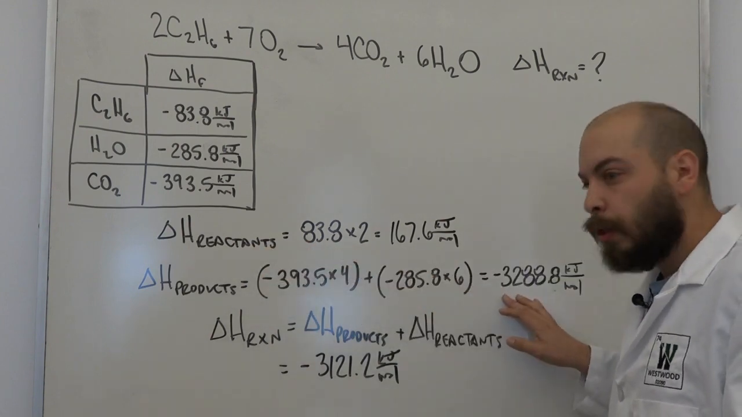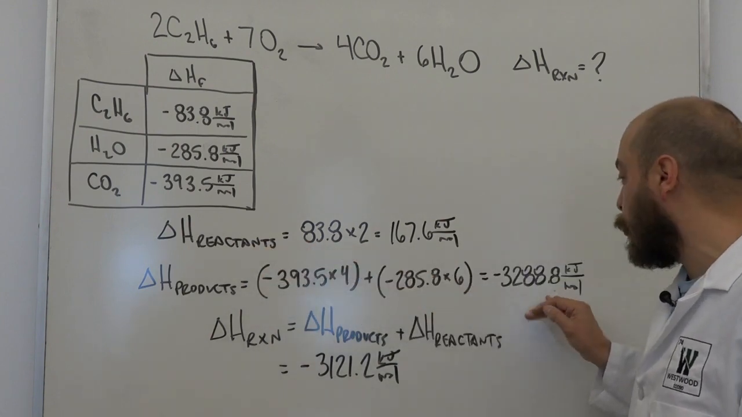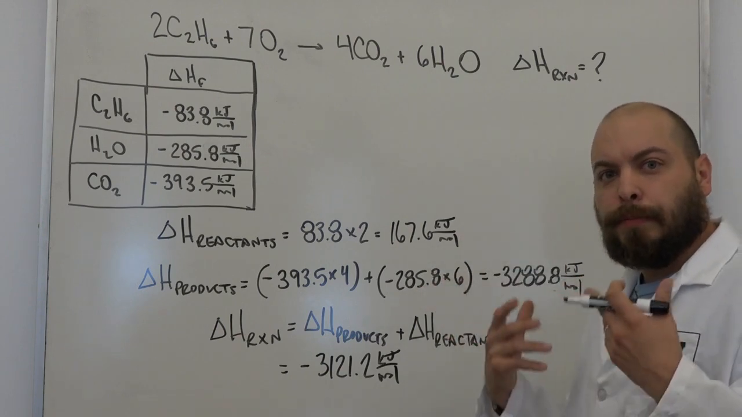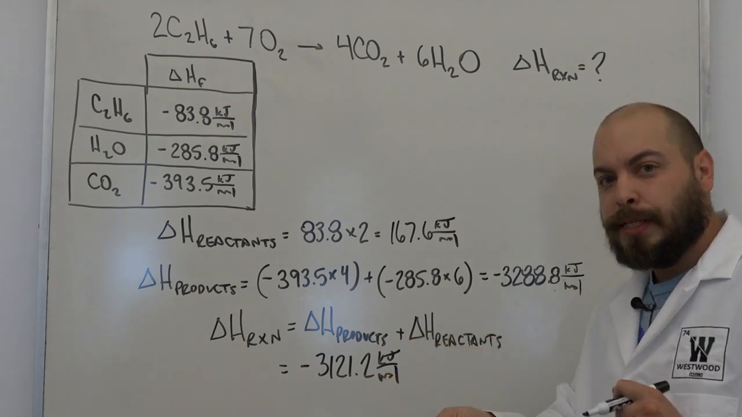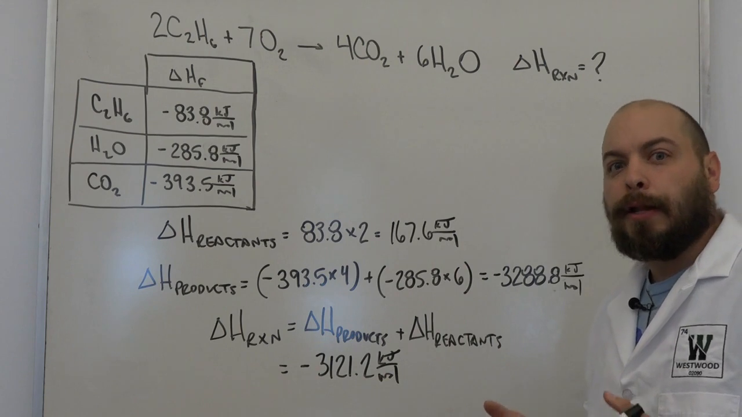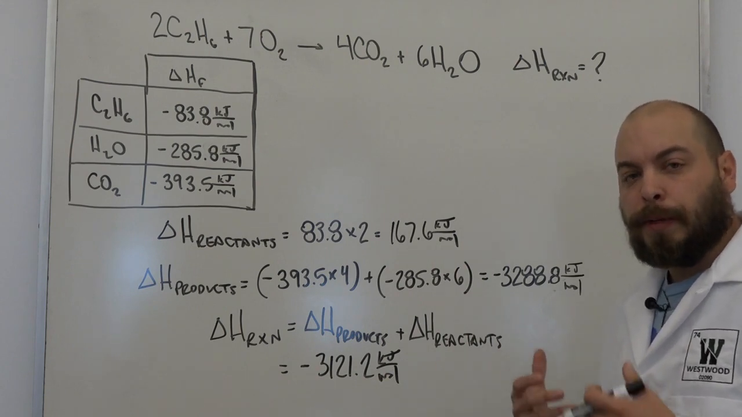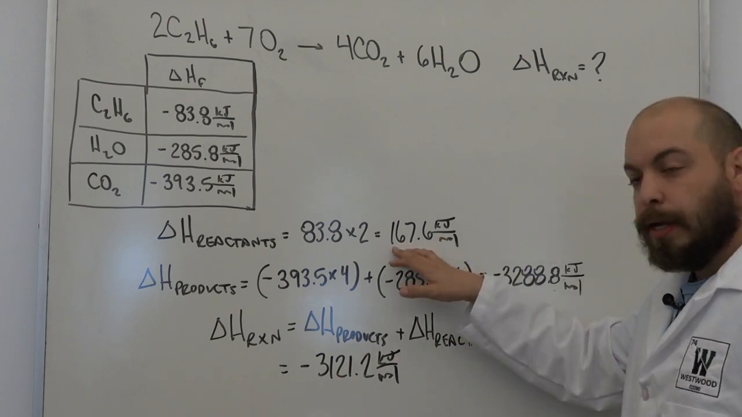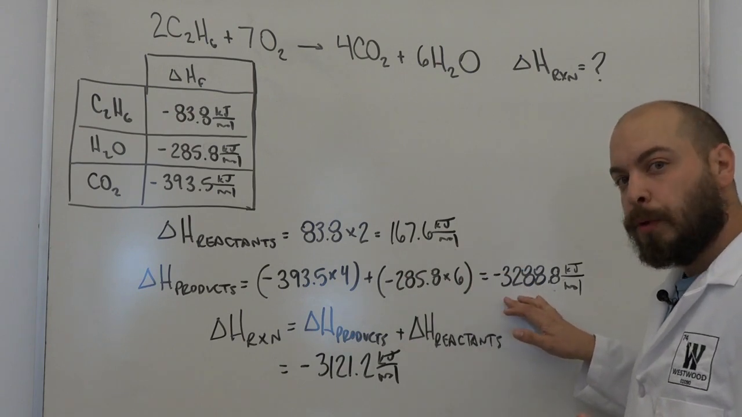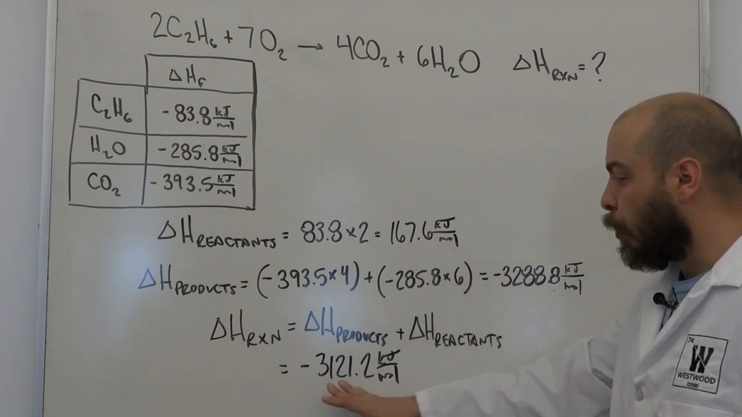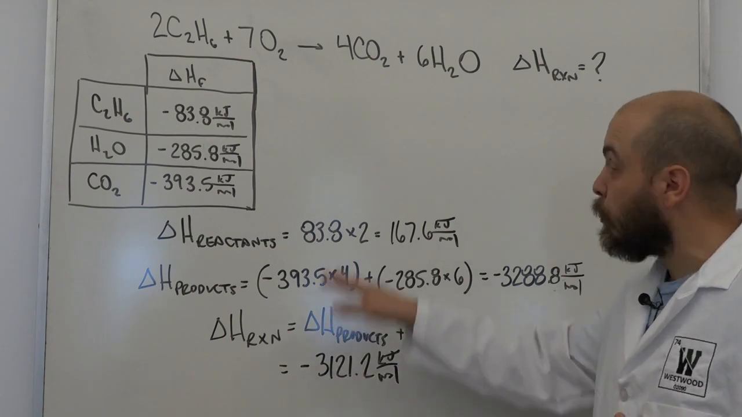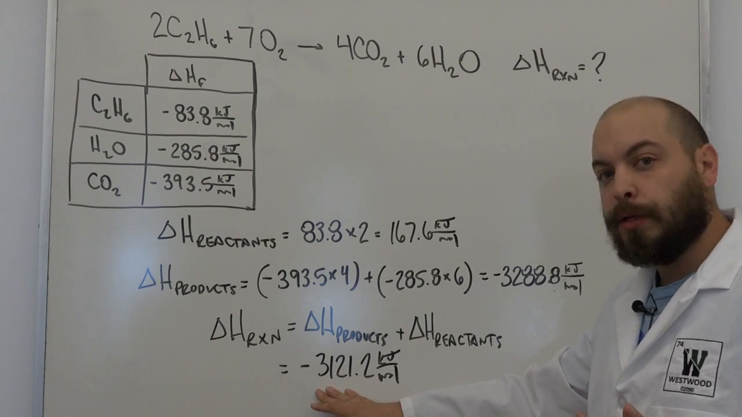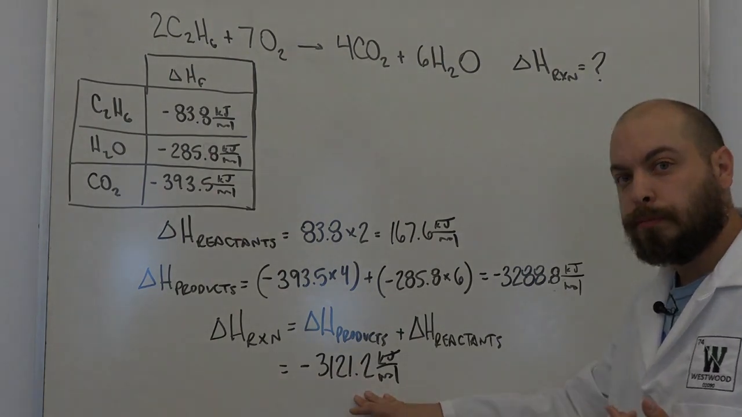We got out 3,288.8 kilojoules per mole to form my products, which means in sum, again, it's like money. If I give you $1 and then you give me 10, I only got $9, right? So in other words, my net change, my delta change of money would have been $9. In this case, we put in 167.6, we get out 3,288.8. So the return on this entire reaction, so the delta H of this entire reaction in this case is going to be negative 3,121.2 kilojoules per mole.